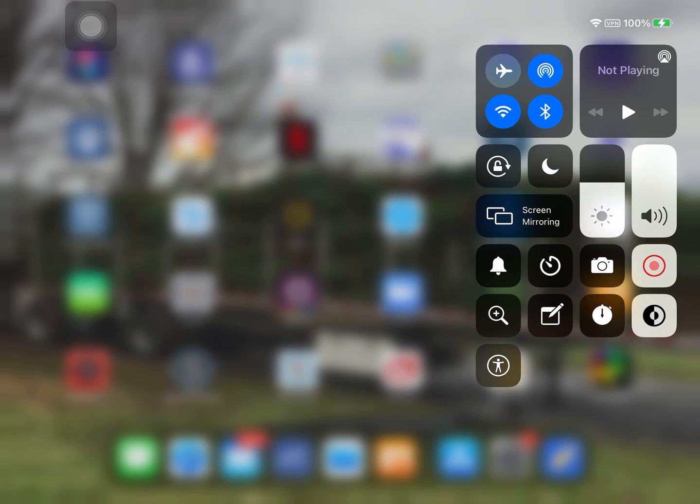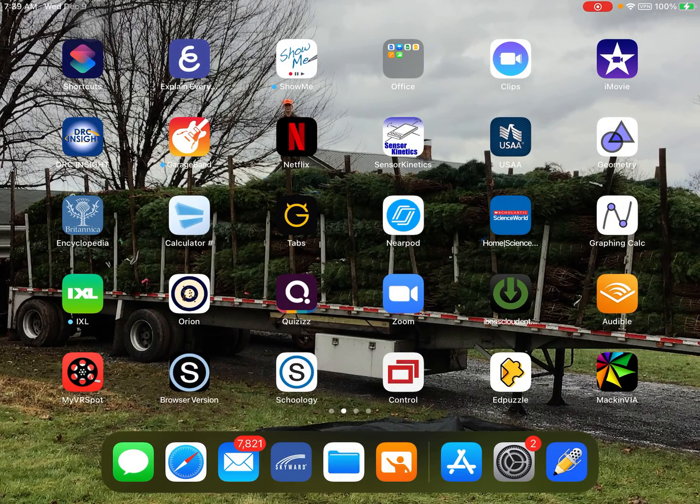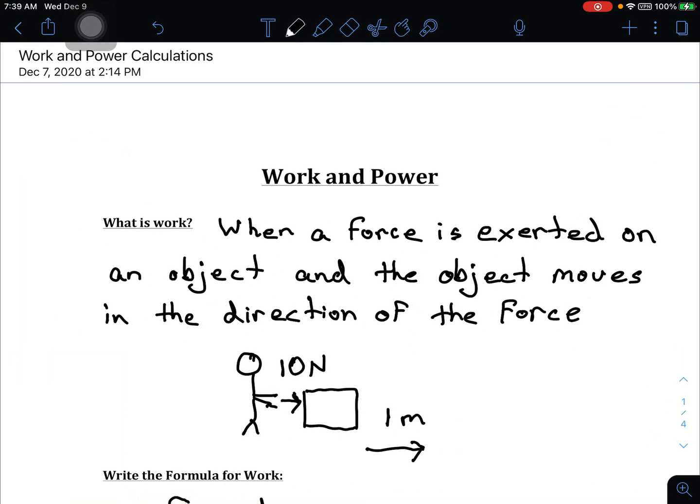Good morning, everyone. Today we're going to go over some problems on work and power. During yesterday's class, we covered the definition of work and power. We took notes on this worksheet, which you should have in Notability at this point. It's entitled Work and Power Calculations, and the PDF file is in today's Schoology folder if you need to find it. If you haven't done this yet, go back to yesterday's lesson.